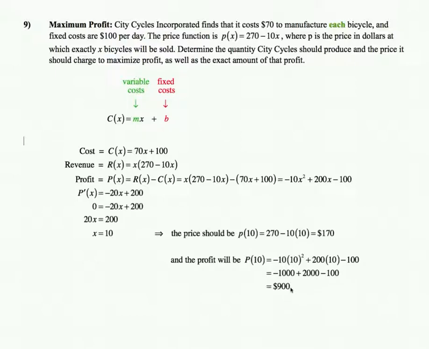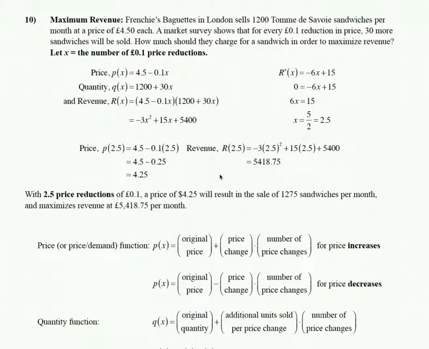So the profit will be $900. Finally, for question 10, and only for question 10, X does not represent a quantity produced or a quantity sold. It's a number of price changes. How many price changes do we need to make to a particular item in order to maximize revenue?